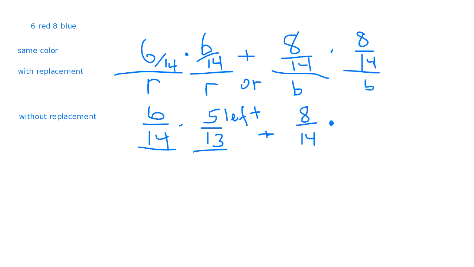Yes, you got it. 7 out of 13 because you got a blue, so there's only 7 blue ones left. You always assume you got it. And then there's only 13 left to choose from because you picked 1 out of that 14. So I think you got it.